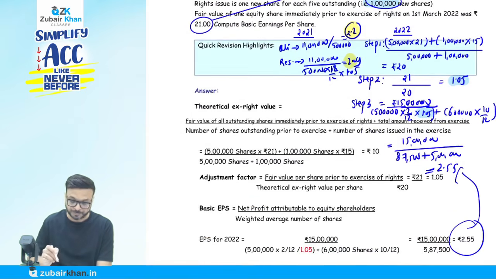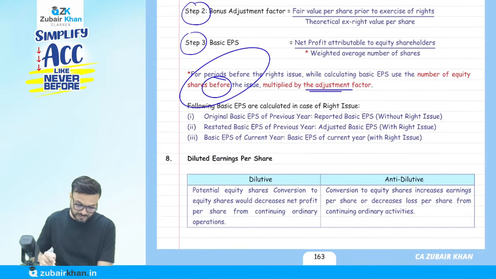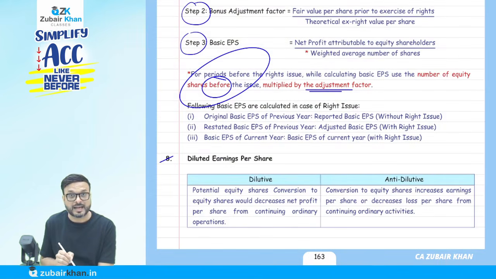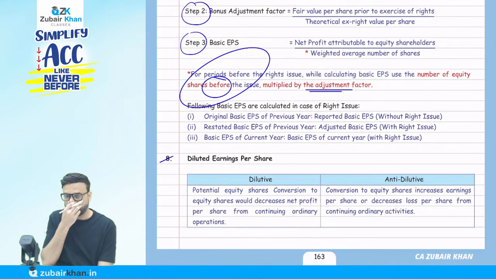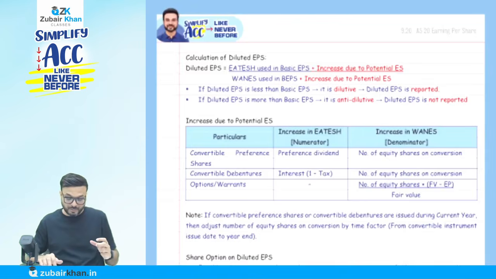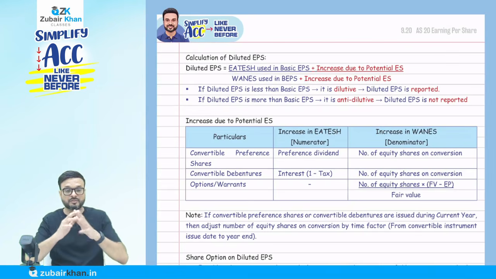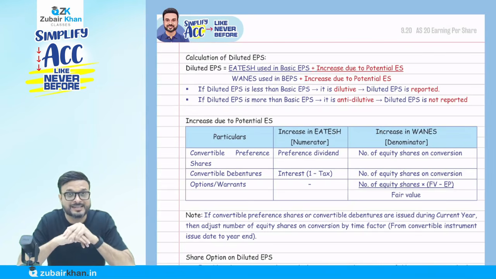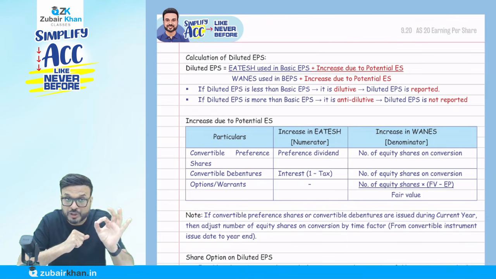Now I'm coming again to these repetitions. Now they say here is the diluted EPS. So what is diluted EPS? First of all, I will tell you what the steps are, and through this it will be easy for you to understand. But listen to me carefully. First of all, what do you mean by potential equity shares?